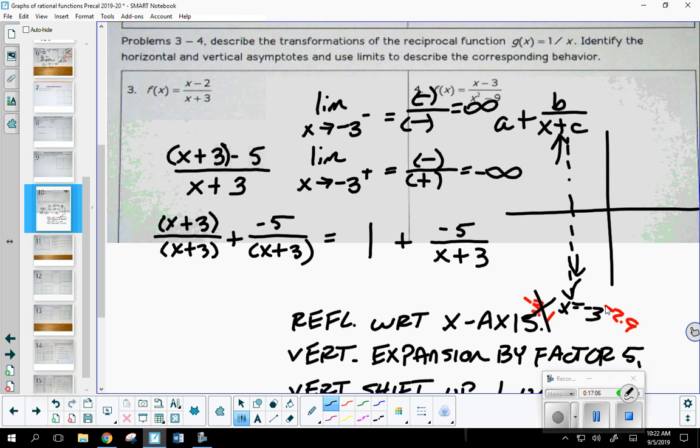Now remember, that limit analysis, I'm only going to require that you do it if you need to. If you feel you have enough information that you can confidently draw your branches, please feel free to do so. But if you want to double check yourself, you can use that limit analysis. That's what we're talking about here. Okay, Philip? Is that good?